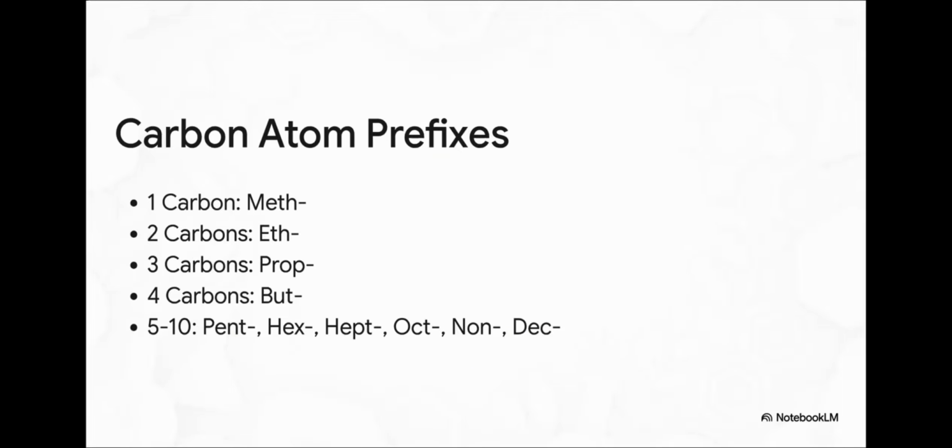Now, to actually name that parent chain we just looked at, you're definitely going to want to memorize these prefixes quickly. They tell us exactly how many carbons are in our primary structure. 1 carbon is meth, 2 is eth, 3 is prop, and 4 is but. Honestly, once you hit 5, it gets a bit easier, because it just follows standard geometric shapes like pent for 5, hex for 6, all the way up to dec for 10.